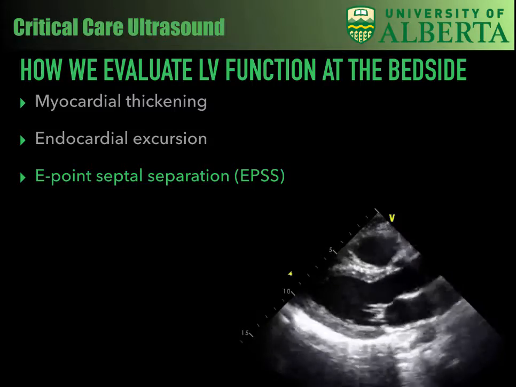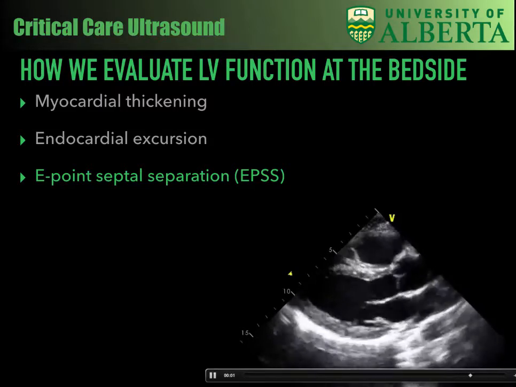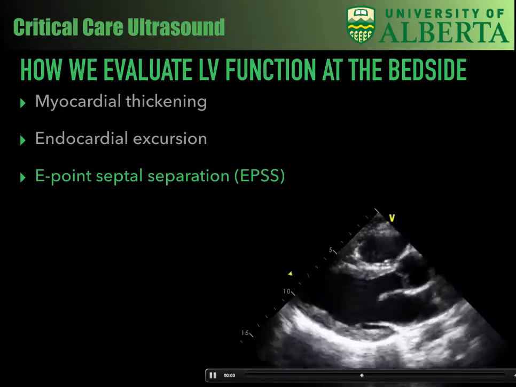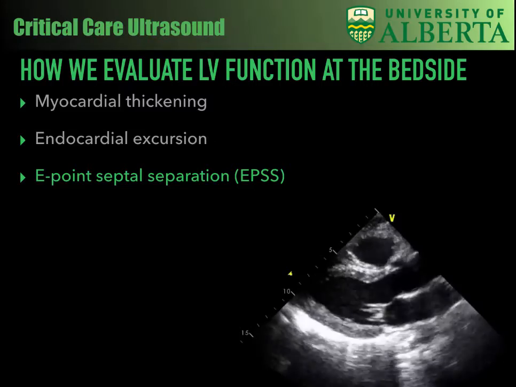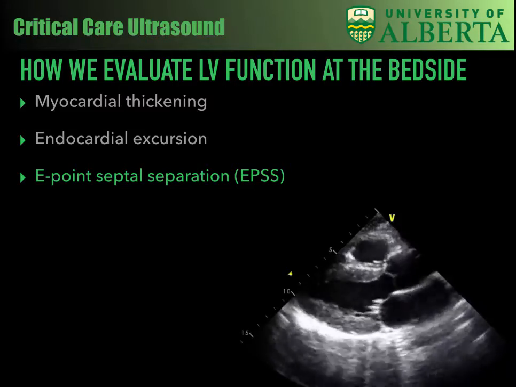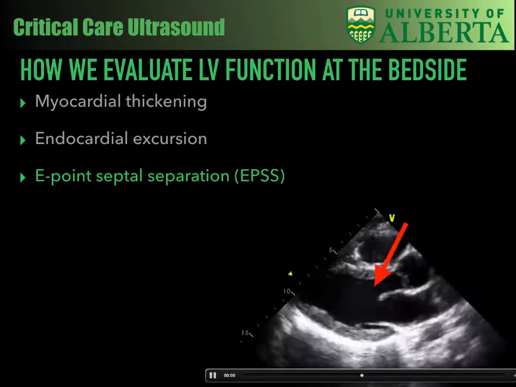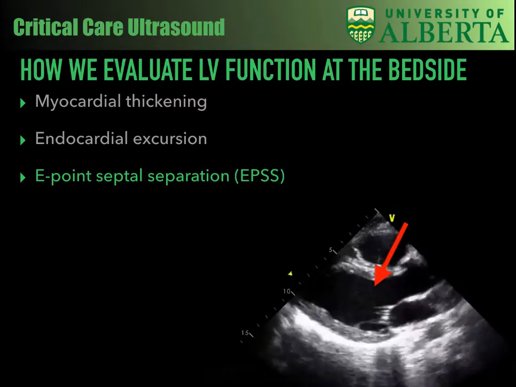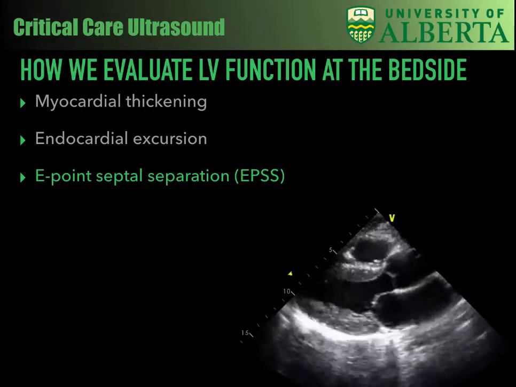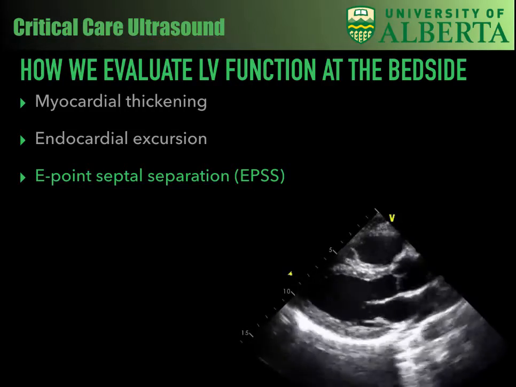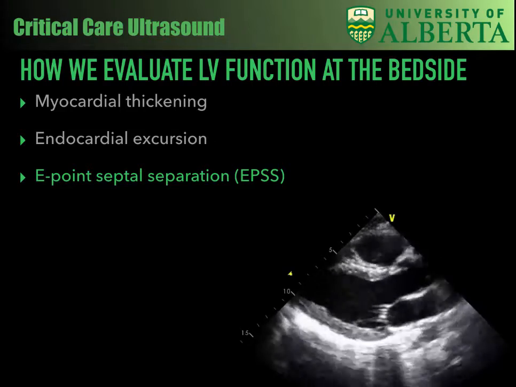Next, we look at the E-point septal separation, or EPSS. This is how close the anterior mitral valve leaflet comes to the interventricular septum, which occurs really in early diastole. In most cases, in a normal ejection fraction, the anterior leaflet, seen here, will come within about a centimeter of the interventricular septum. This is a high sensitivity for normal EF. And so if this is impaired, there is a high likelihood of an impaired ejection fraction.